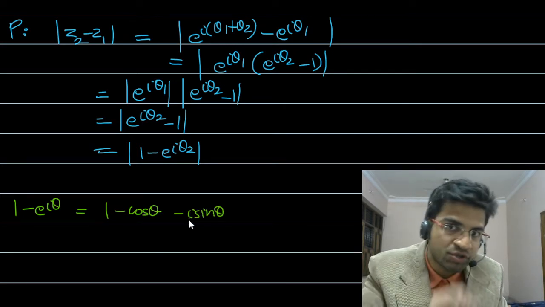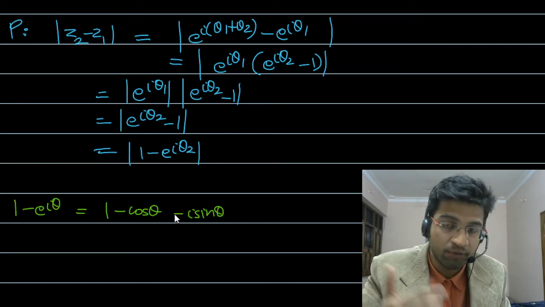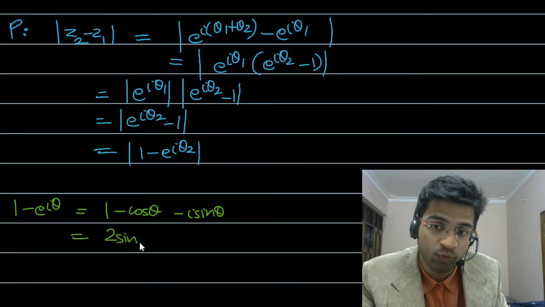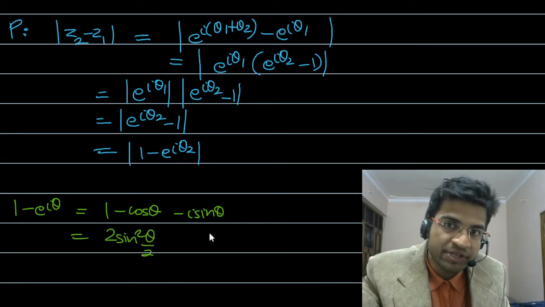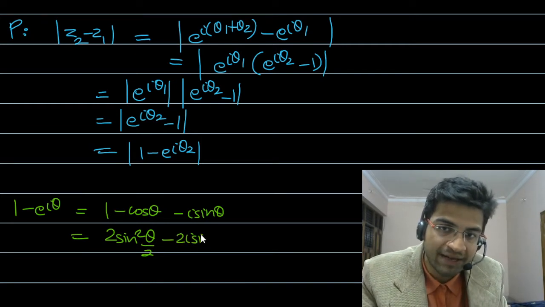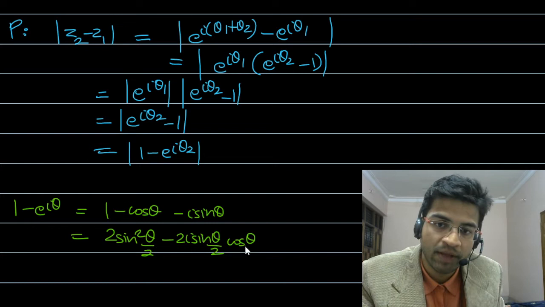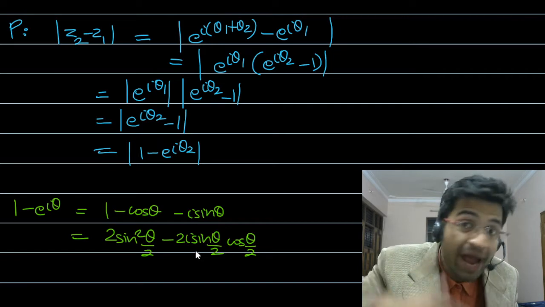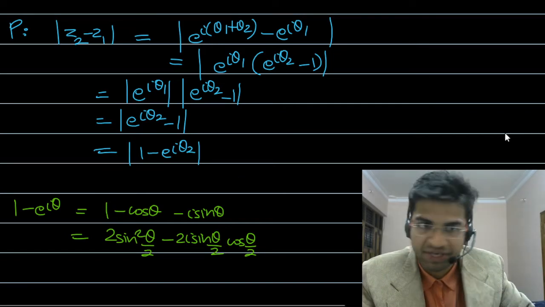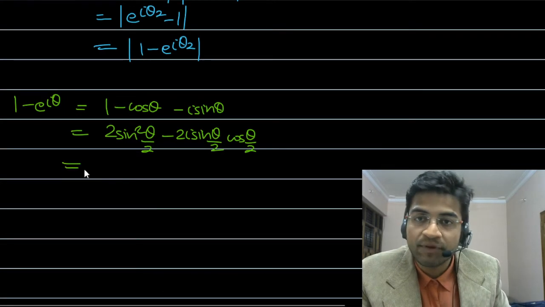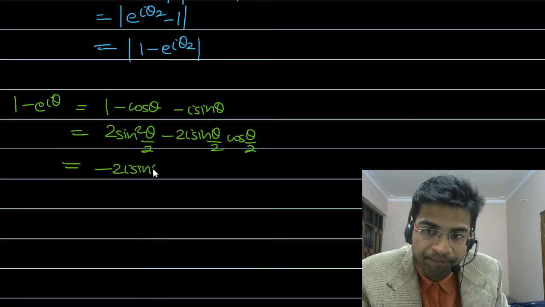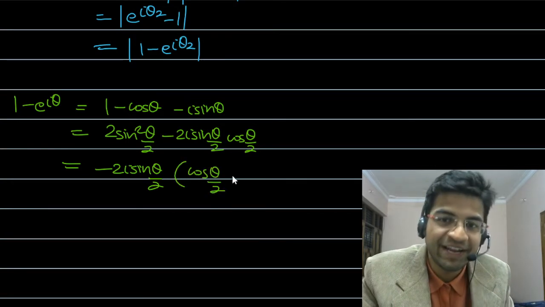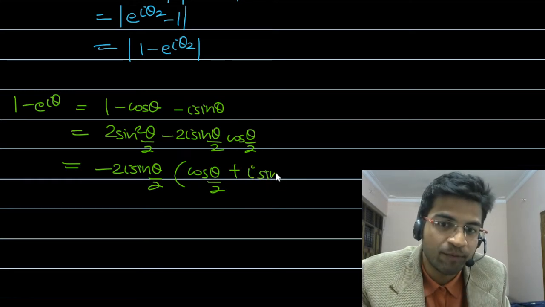Fine. Now, going by the famous popular trigonometric expression, 1 minus cos theta is nothing but 2 sin square theta by 2. And minus iota sin theta can be written as minus 2 iota sin theta by 2 into cos theta by 2. Now from these two terms, what can you take common? You can take common minus 2 iota sin theta by 2. Why am I taking that common? I will give the explanation in the next step. From the second term, it will be just cos theta by 2, isn't it? From the first term, it will be plus iota sin theta by 2.